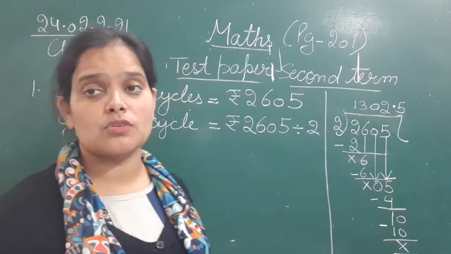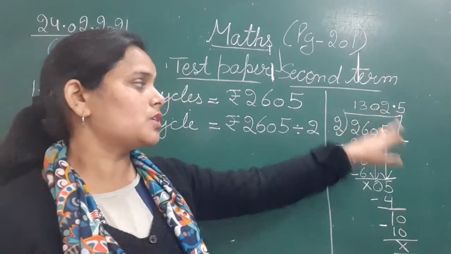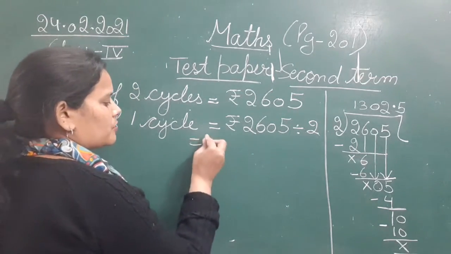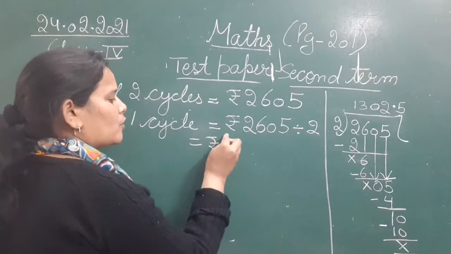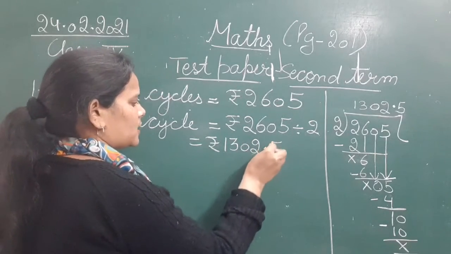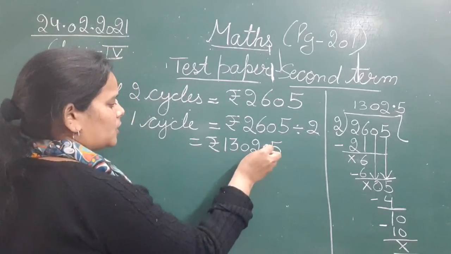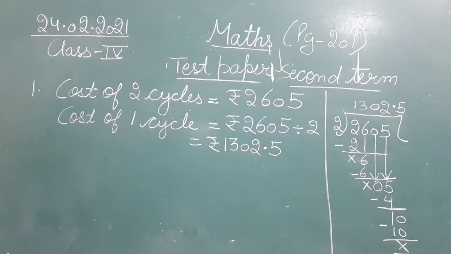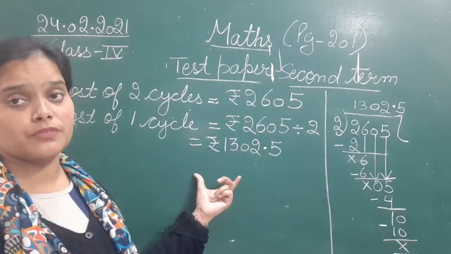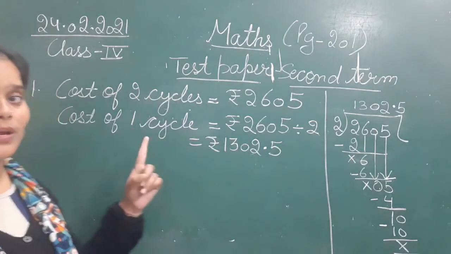So that means the cost of one cycle is 1302 rupees and 50 paise. This is the cost of one cycle, that is 1302 rupees and 0.5, or you can say 50. It is not 05. अगर 05 होता तो हम लिखते 05 पैसा, but this is 50. So that means 50 paise. So the cost is 1302 rupees and 50 paise. This is the cost of one cycle.